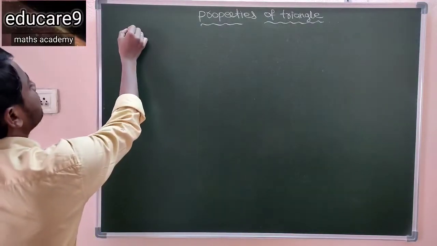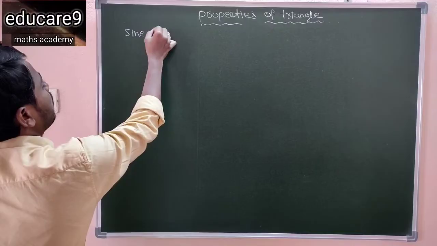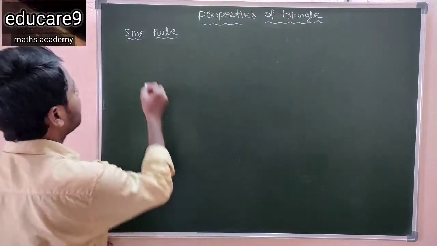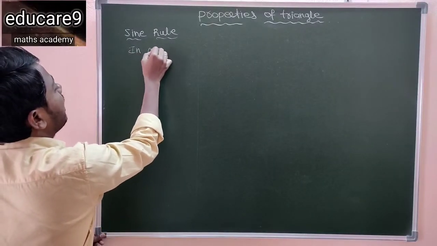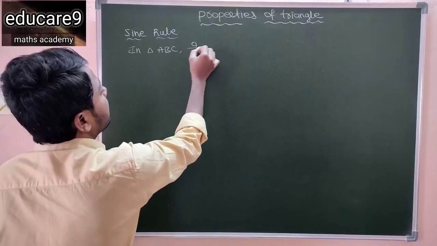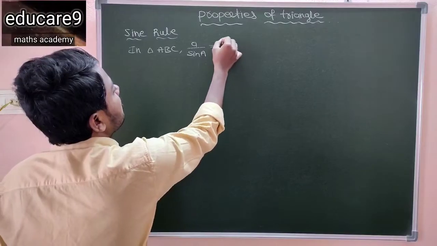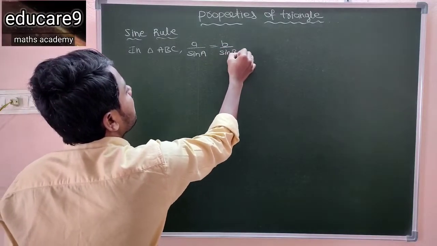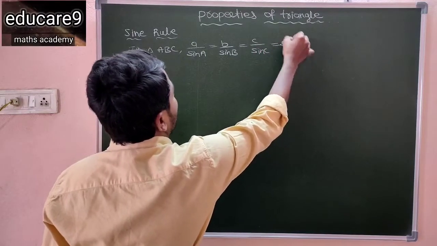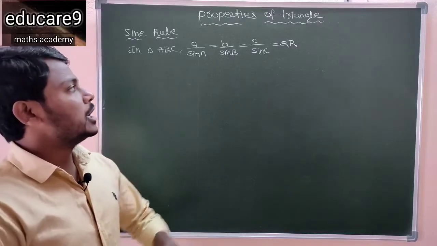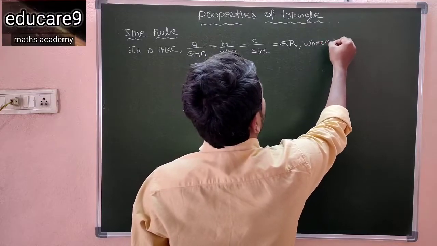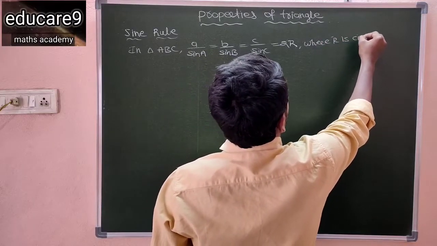See your first rule, the sine rule. So see the statement. In triangle ABC, a by sine A is equal to b by sine B, which is equal to c by sine C, which is equal to 2R. Here R is the circumradius.